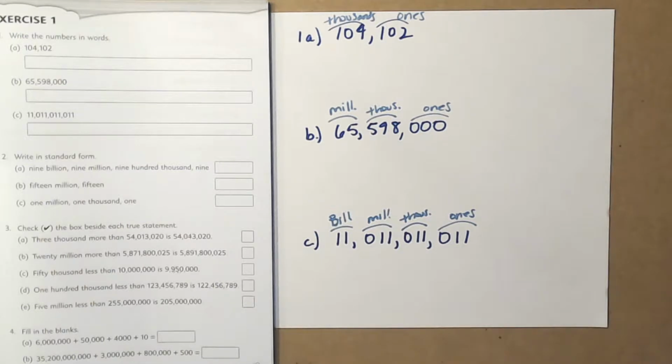Okay, this is page 5 and 6 from the workbook. Let's look at number 1. There's 3 parts to it. We're going to write the numbers in words. So they give us the numbers in standard form, and we want to write them in word form.